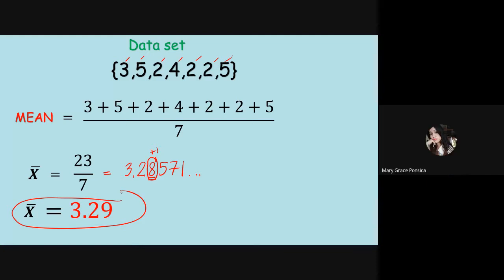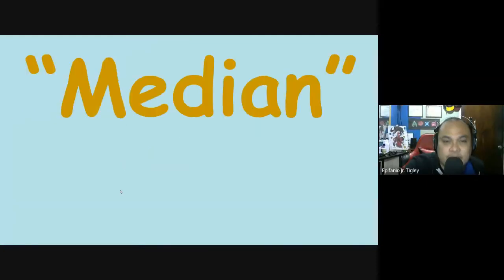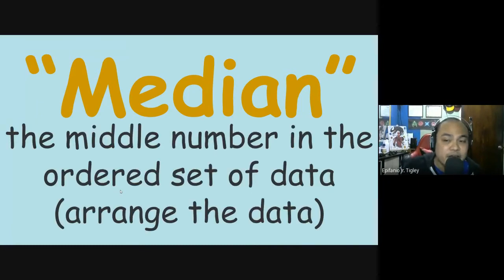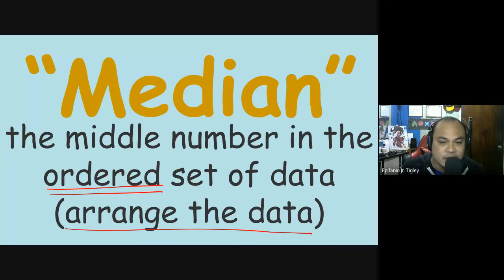None so far. Okay, let's go to the median. The median is simply the middle number in the ordered set of data. Take note of this adjective. Ordered, meaning you need to arrange the data whether in increasing or decreasing order. Okay? So balik ha, ang median dili na ma-solve diretsyo kung wala gi-arrange ang data in increasing or decreasing order.